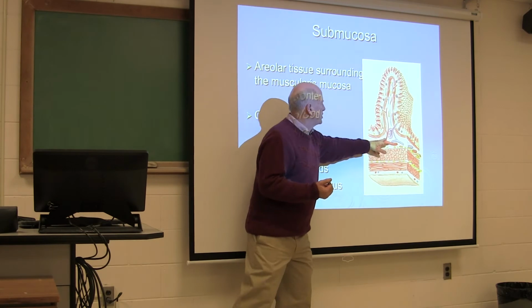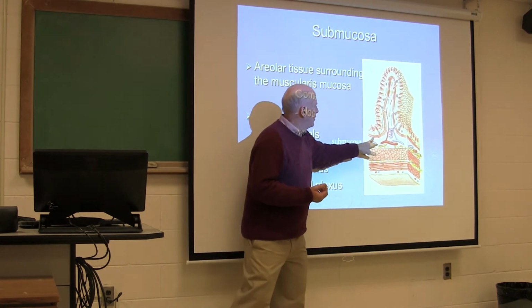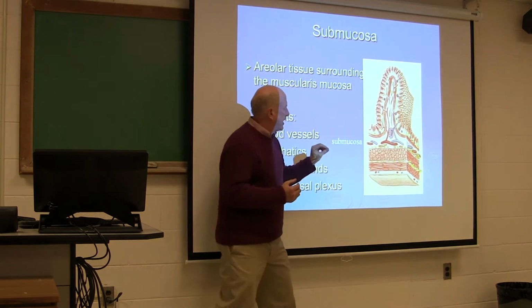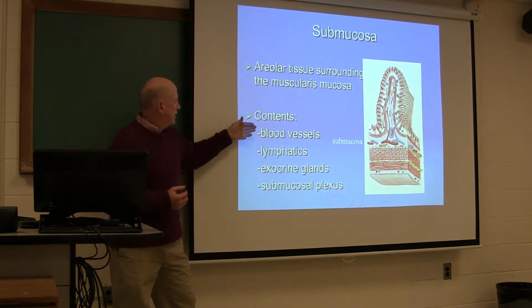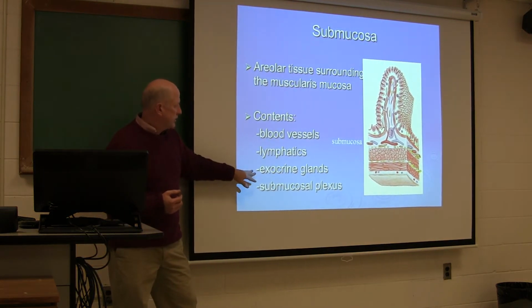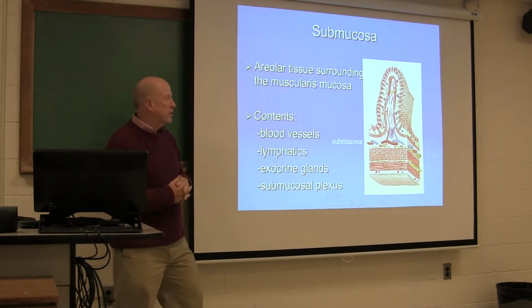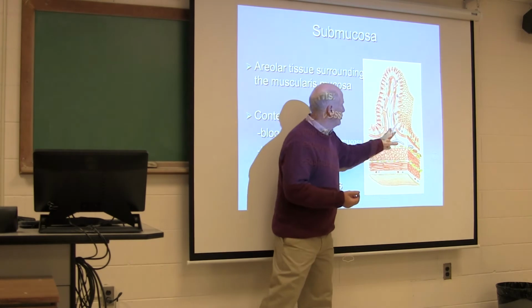That's this. Areolar tissue means loose connective tissue, so that'll be within here. This is all connective tissue in there, at that layer. Good. Blood vessels, lymphatics, exocrine gland. Exocrine means outside the body. So, but there are glands here, mucus. You need some mucus cells.